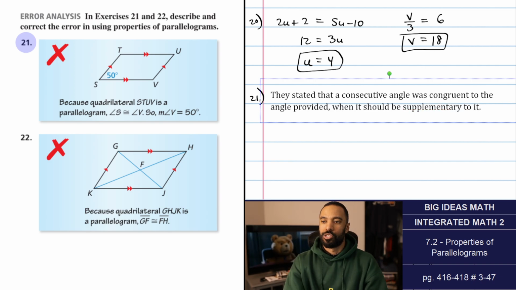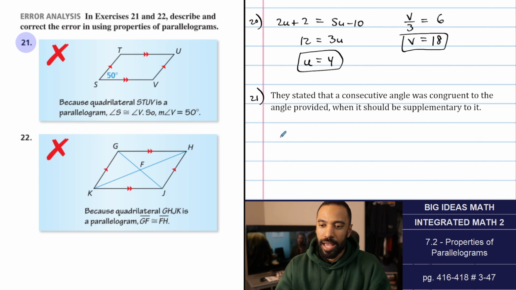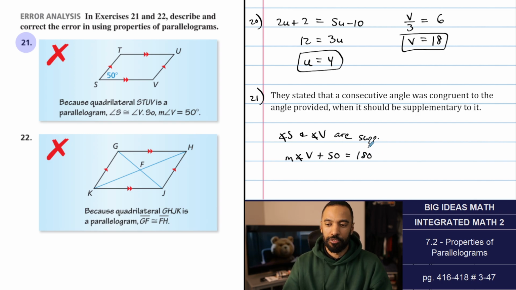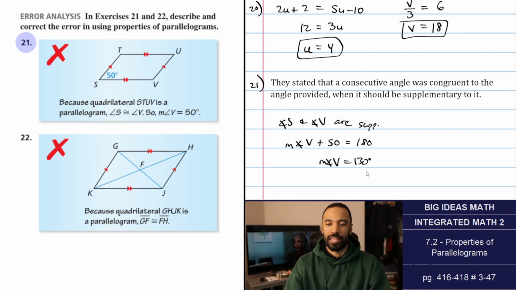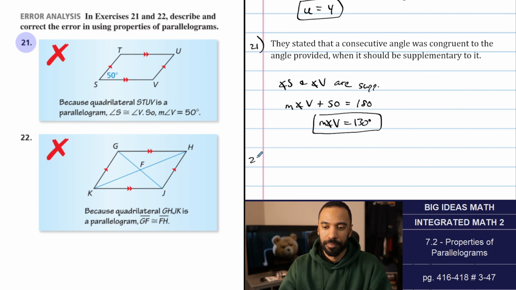Okay, so angle S and angle V are supplementary. Therefore, they're not equal to each other. Measure of angle V plus 50 is 180. So measure of angle V is 130 degrees. Okay, that's what we get there, and that is the correction. Measure of angle U, like I said, would have been a 50-degree angle.